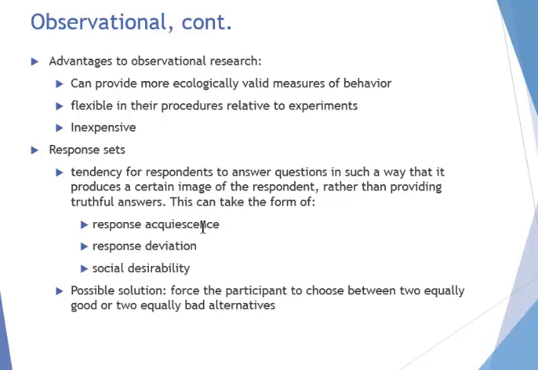But this can take the form of response acquiescence, that people want to agree. There's a human tendency in many people to agree with what people are saying. And so people want to agree with the pollsters. They want to sound like they agree with the pollsters to avoid confrontation. Then you have response deviation, the idea that people want to deviate, they want to be argumentative. Social desirability: people want to establish themselves as socially desirable. They want to pretend their opinions conform to what they think is more politically correct, so to speak. One possible solution is to force the participants to choose between two equally good or equally bad alternatives.